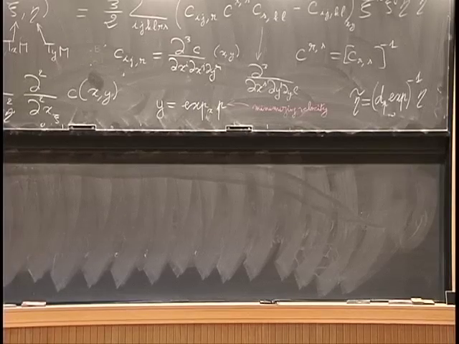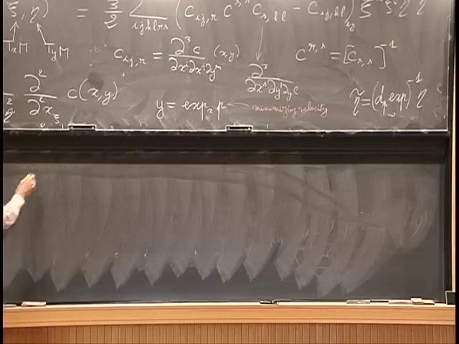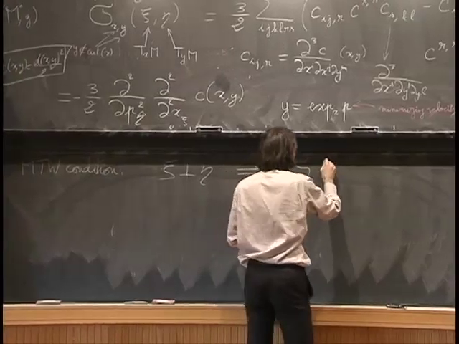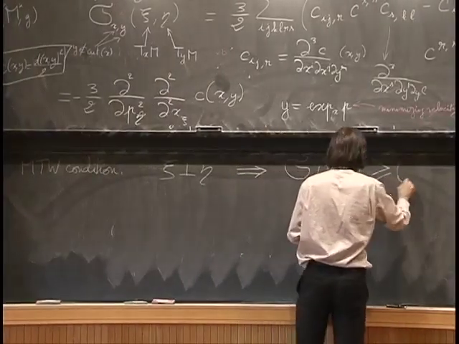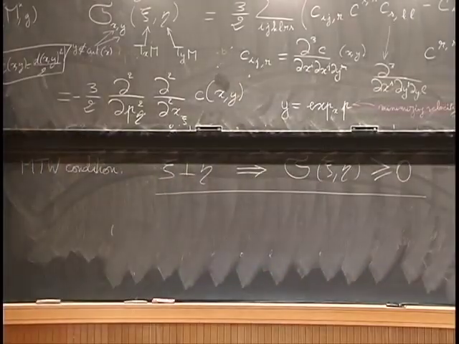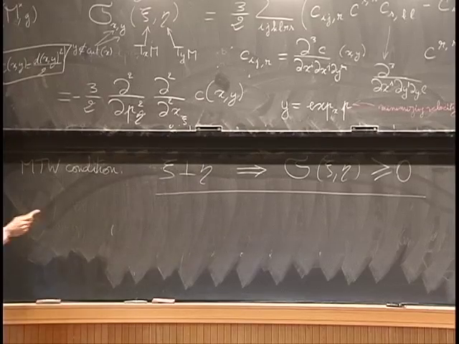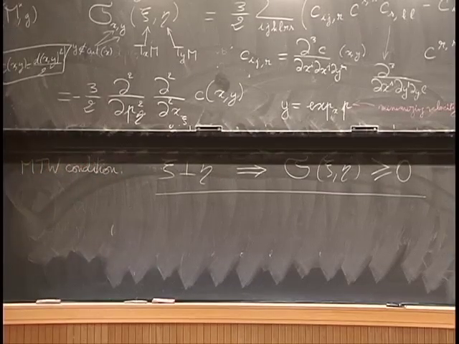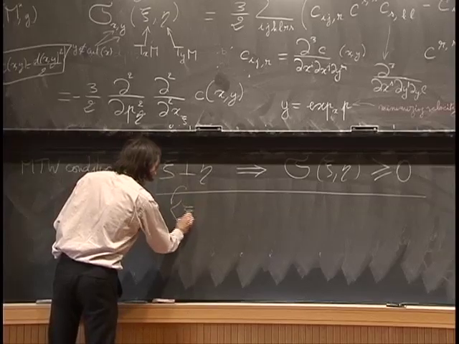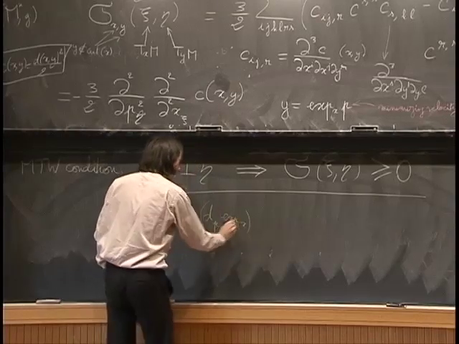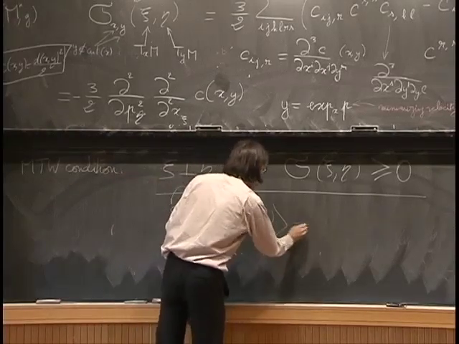Now, the Ma-Trudinger-Wang condition, in its simplest form, is that if psi is orthogonal to eta, then this guy should be non-negative. Now, what does it mean? Psi is a vector here, eta is a vector there. I mean, they are not in the same tangent space. So this exactly means that the scalar product of psi with eta tilde, so once again, is d exp_x minus 1 of eta, should be equal to 0.